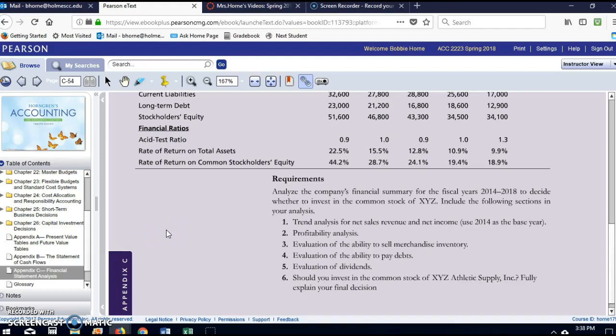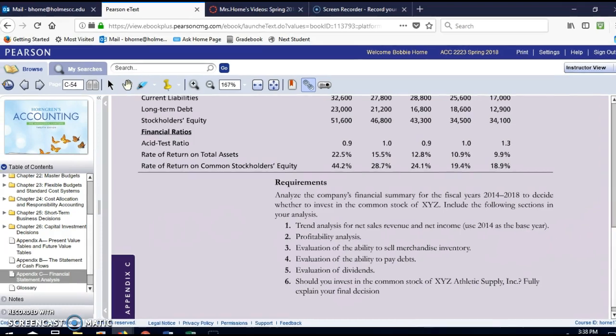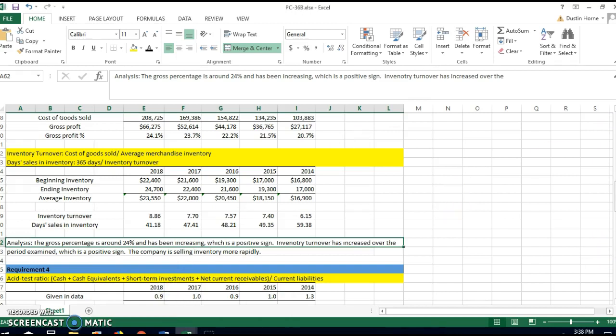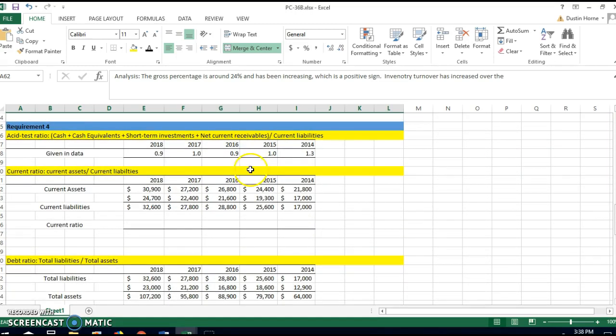Okay, we are now looking at requirement 4, evaluation of the ability to pay debts. So let's look at our spreadsheet. And here we are focusing on our liabilities. The first measurement we want to look at is the acid test ratio, which has already been given in your data. It's basically the ratio of everything that you could convert to cash quickly compared to your current liabilities. So you want to look at that.